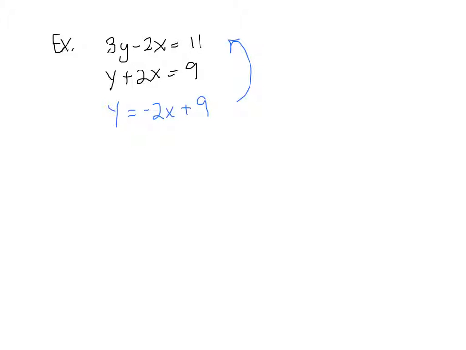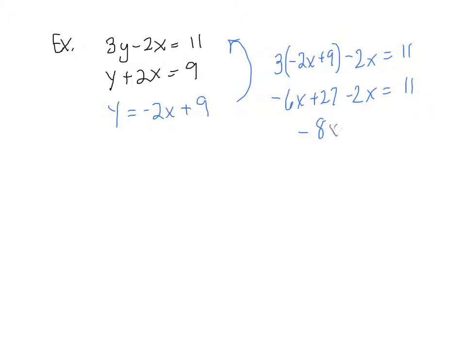Okay, so I'm going to start back up here, and I'm going to put 3, and I'm substituting for y, negative 2x plus 9, minus 2x equals 11. Then I have negative 6x plus 27 minus 2x equals 11. Negative 8x equals minus 16. And so x is going to equal 2.